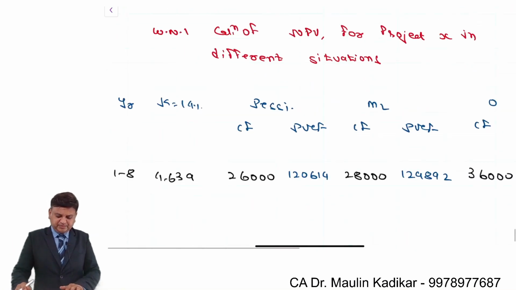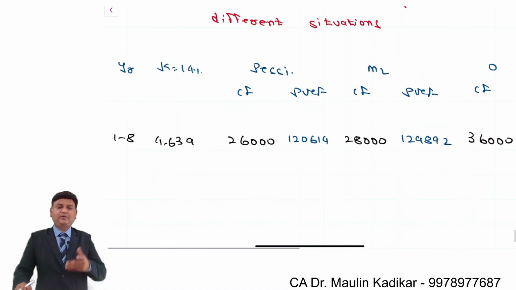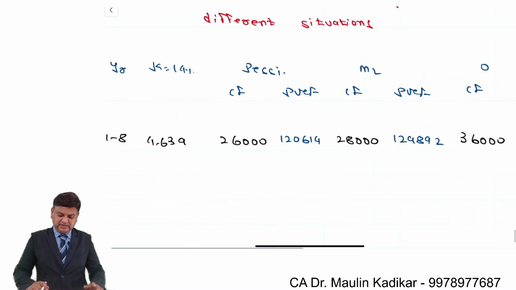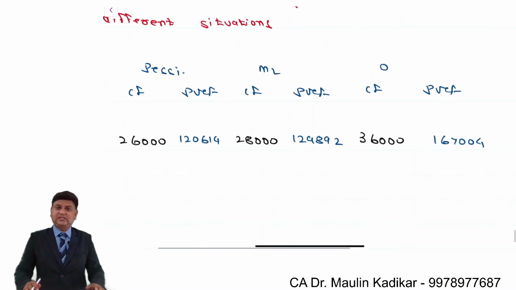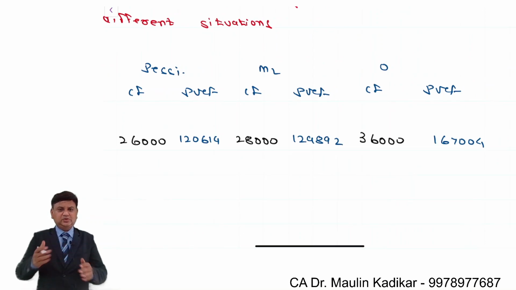Dear students, the term optimistic stands for you are very positive about the outcome. Pessimistic means you are very conservative about the outcome. And most likely is the most likely result that we have for the project.